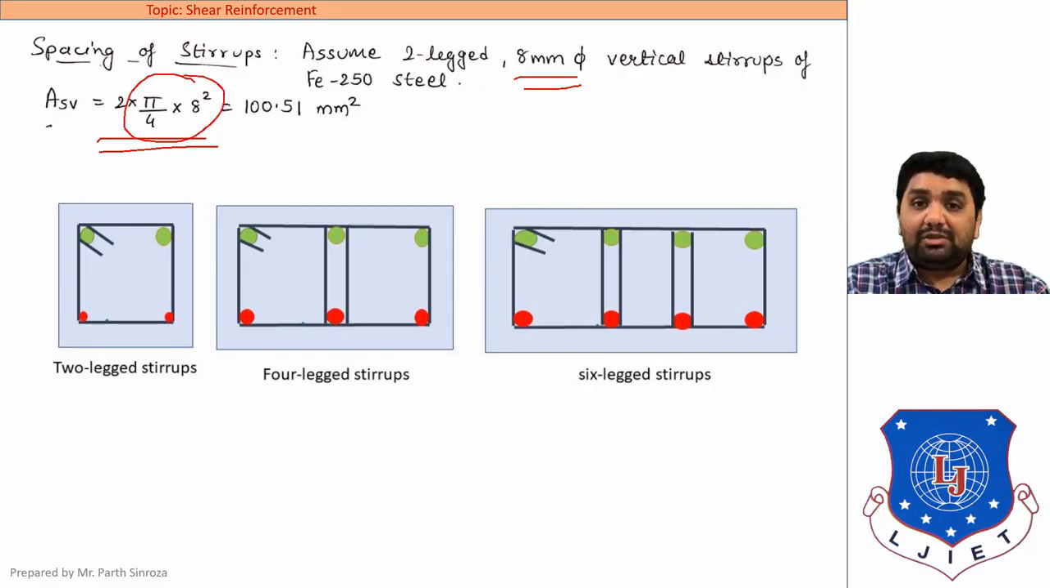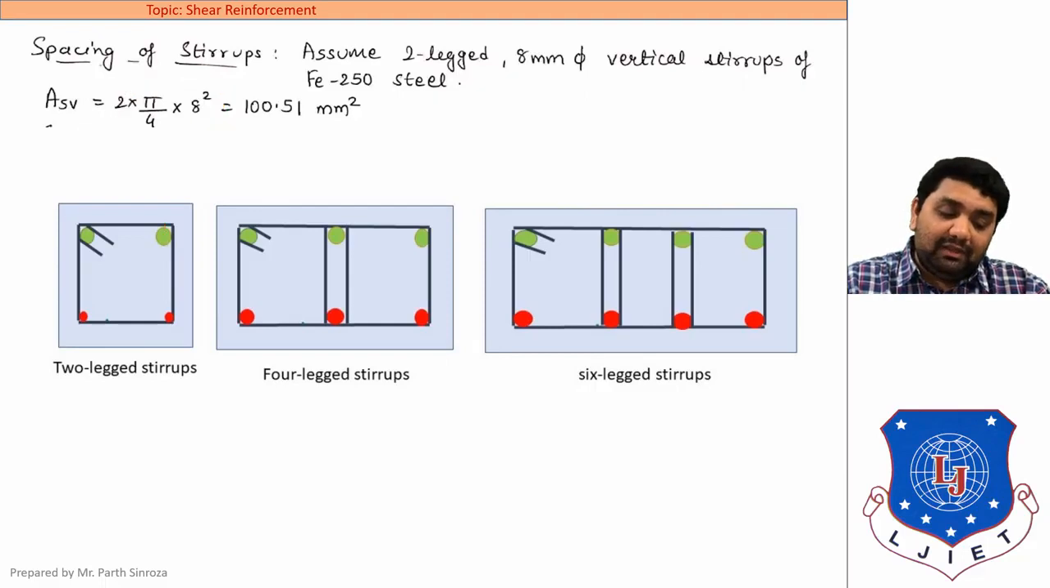Clear? As we have used 8 mm bars, and in each and every case we always will be using 8 mm diameter bars unless it is asked otherwise in the question. Again, it is a 2-legged stirrup. So how many bars can we see in the vertical lines? 2. So we'll be multiplying it by 2. For 4-legged it will be 4 into pi by 4, 8 square. Clear? Similarly for 6-legged. So ASV in this case comes out to be 100.51 mm square.